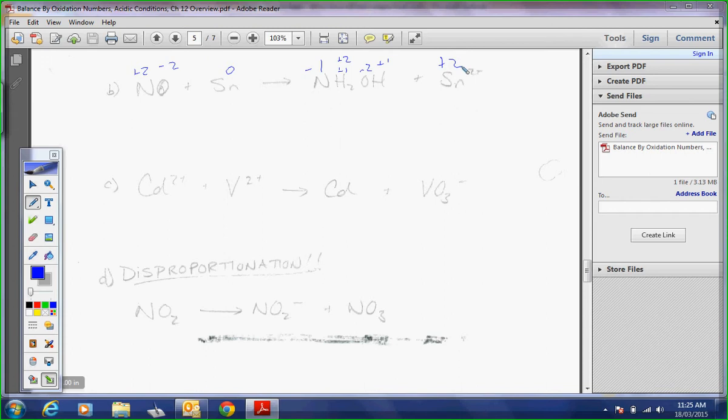Your mass. So the bridges go where? Sn to Sn, Sn to Sn, and N to N.